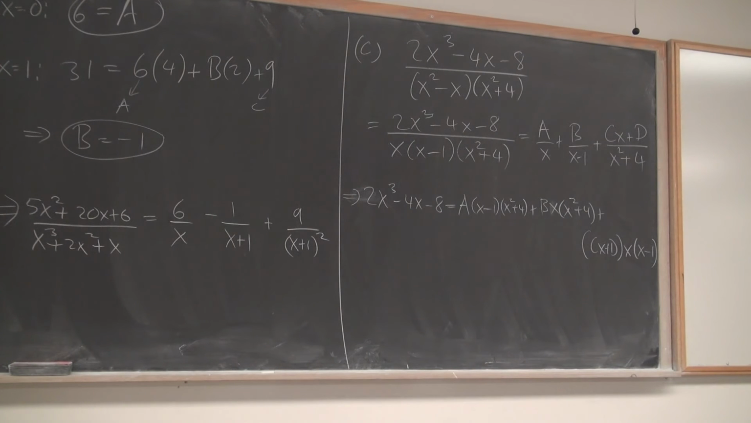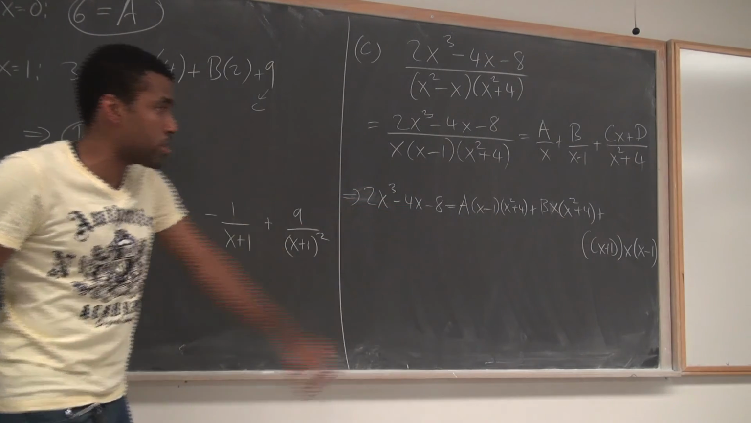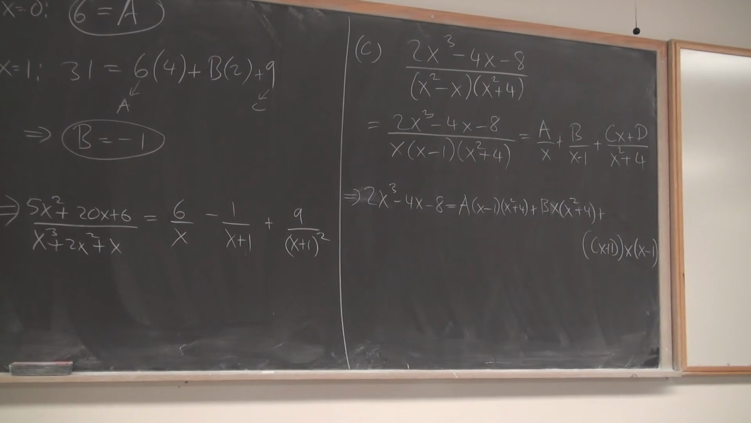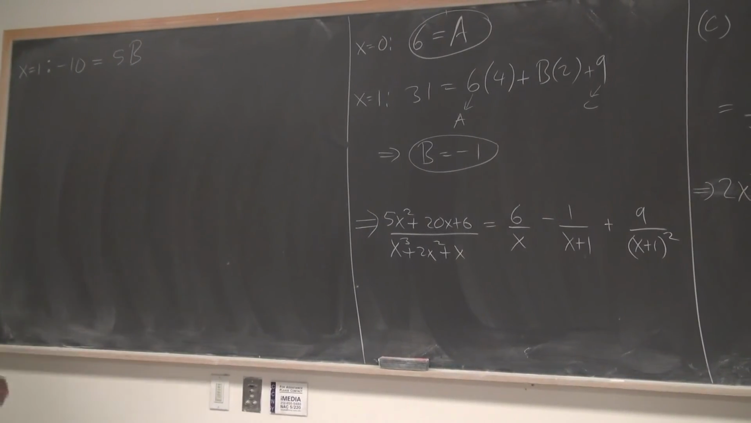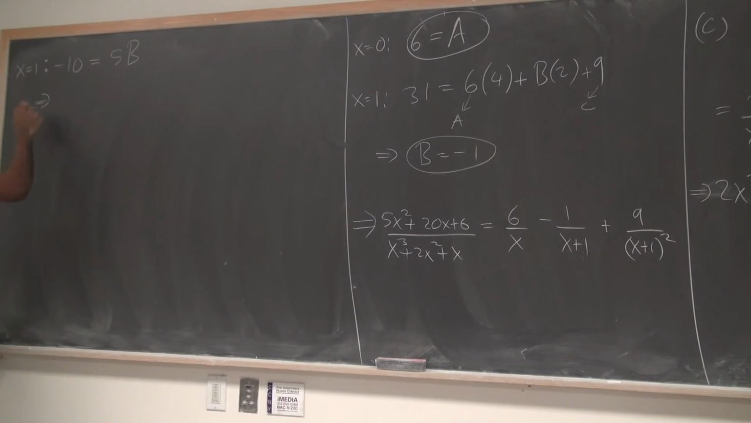x equals 1 gives me what on the left side? Negative 4 plus 2, so we're at negative 10. On the right side, if I plug in x equals 1, the a term dies and the cx plus d term dies, and I just have the b term. 5b, right, I have 5b, and that's it. Yeah, we're going to die with arithmetic. Okay, so this means b is minus 2. So we found the b.